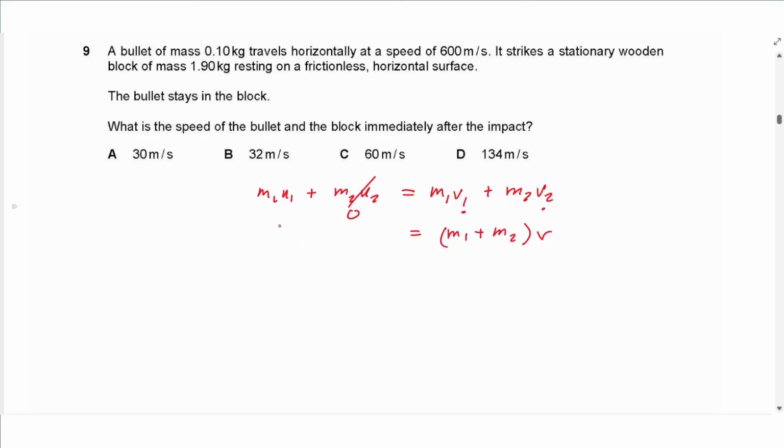So substituting, we have m1u1, 0.10 multiplied by 600, is equal to the total mass, 0.10 plus 1.90, multiplied by the velocity. Then we divide by this bracket on the left side. So this gives an answer of 30 meters per second. So the answer is A.